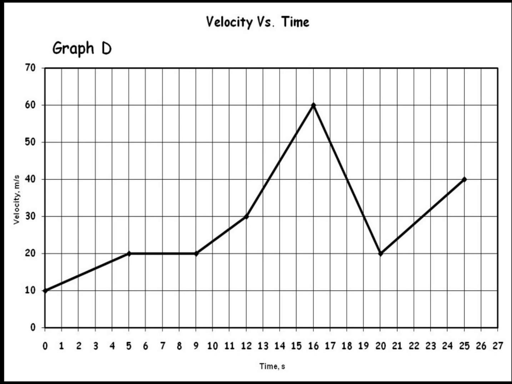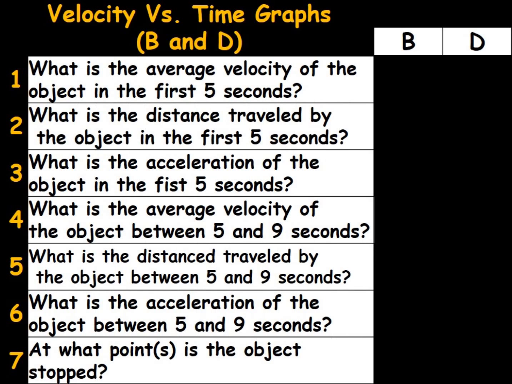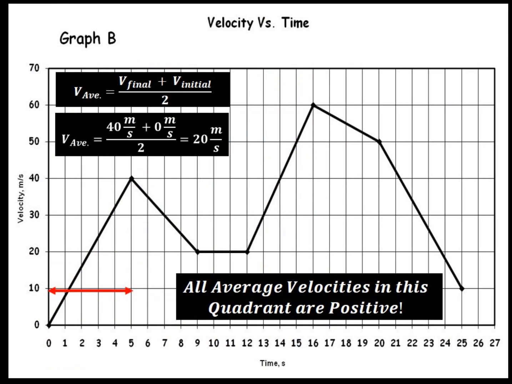Now, don't forget that the slope of the line is going to be the acceleration, and the average velocity for the first quadrant are all positive. First question is, what is the average velocity of the object in the first 5 seconds? What is the average velocity in the first 5 seconds?